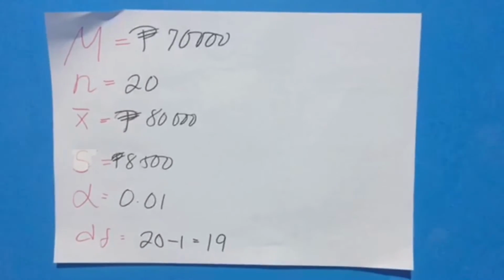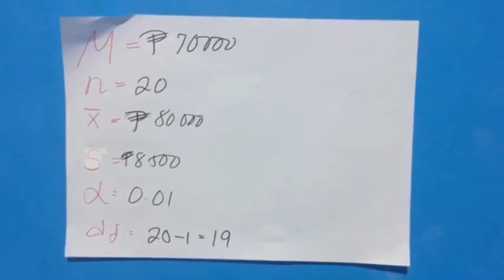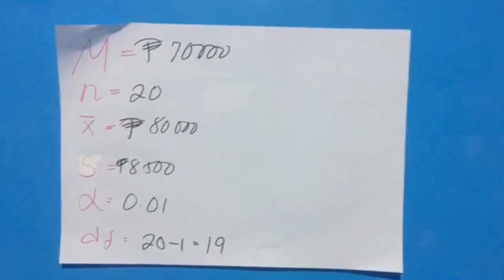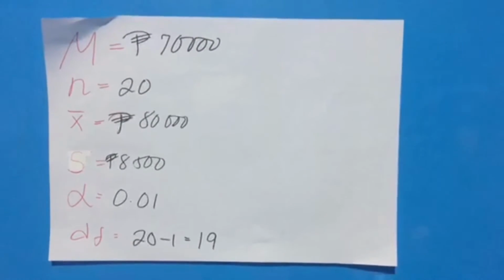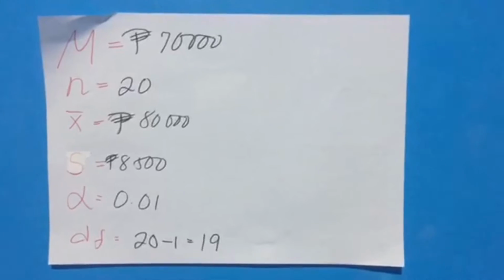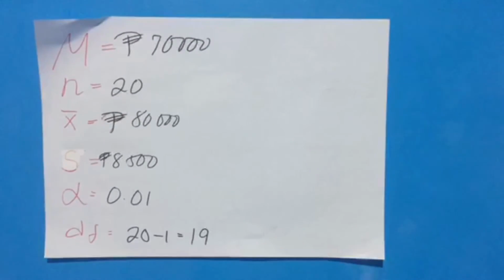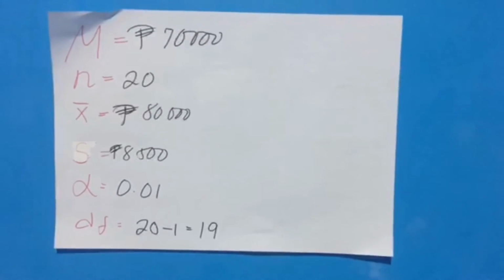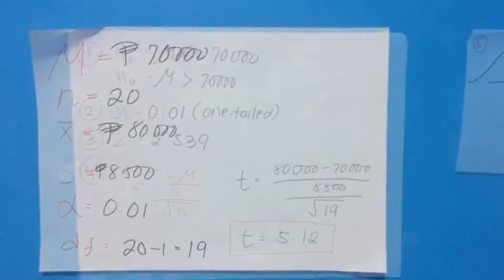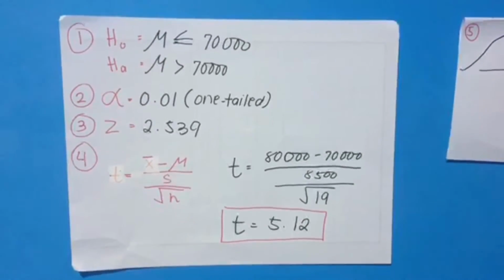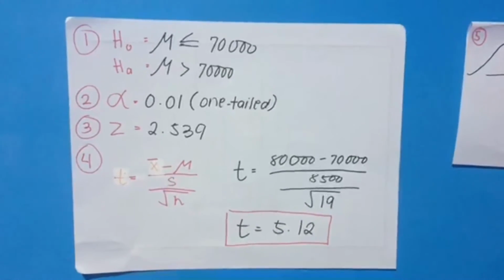M is equals to 70,000, N is equals to 20, X bar is equals to 80,000, and our S is 8,500, our alpha is 0.01, our DF is equals to 20 minus 1, so we have 19. We have 6 steps in solving 1 sample z-test.